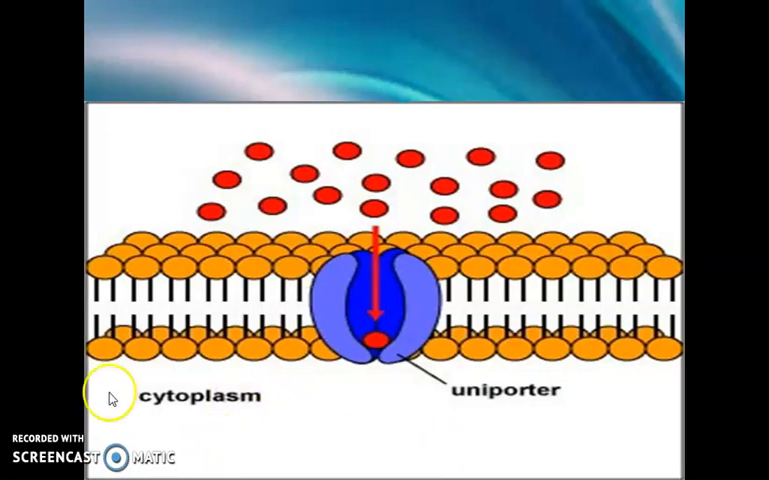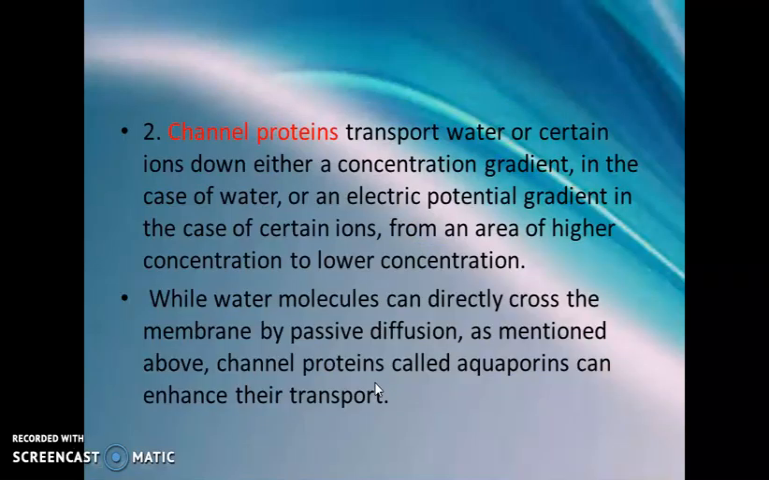These are called uniporter transport systems, in which potassium ions enter through this uniporter system. Next is channel proteins. These are the proteins which transport water or certain ions down either a concentration gradient, in the case of water, or an electric potential gradient, in the case of certain ions, from an area of higher concentration to the lower concentration.